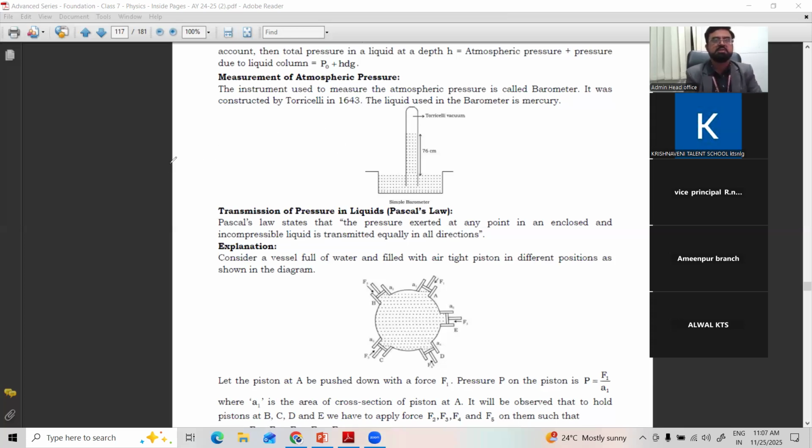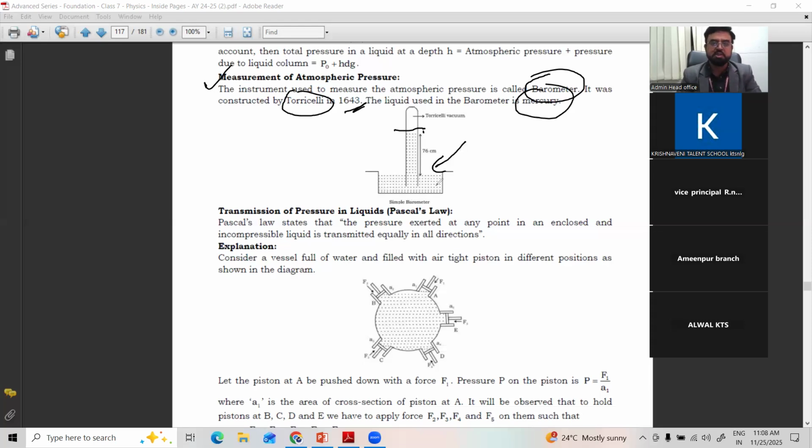So how to measure? The measuring of atmospheric pressure, you can see here. The instrument used to measure the atmospheric pressure is barometer. With the help of barometer, we can measure the atmosphere. It was constructed by Torricelli, a scientist, in 1643. The liquid used in the barometer is mercury. See, they fill the mercury here and they insert the tube into the same liquid. The liquid rises to a level. Because of the pressure here, the liquid is raised up to a certain level, that is 76 centimeters height.